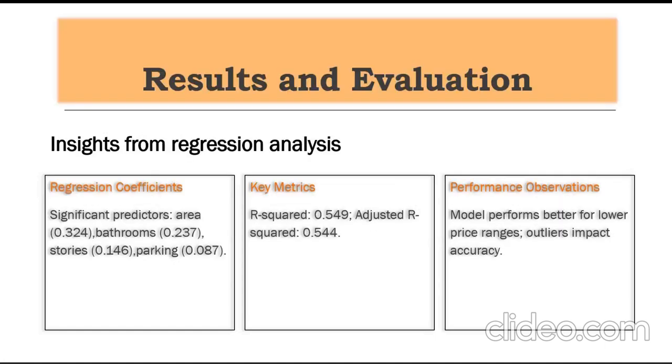Moving on to the results and evaluation, the regression analysis provided key insights into the factors influencing house prices. Significant predictors include area, bathrooms, stories, and parking, with area having the highest coefficient, which is 0.324. The key metrics, R squared of 0.549 and adjusted R squared of 0.544, indicate a reasonable model fit. The model performs well for lower price ranges, but it struggles with outliers at high price levels, highlighting areas for improvement in future studies.